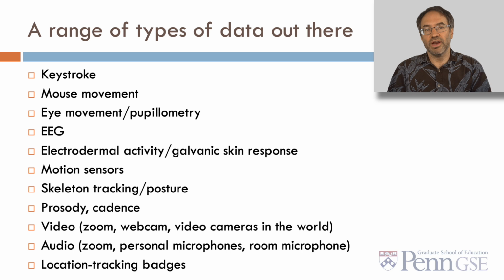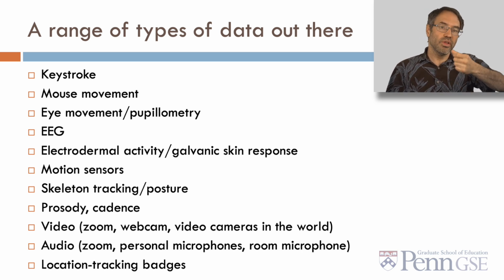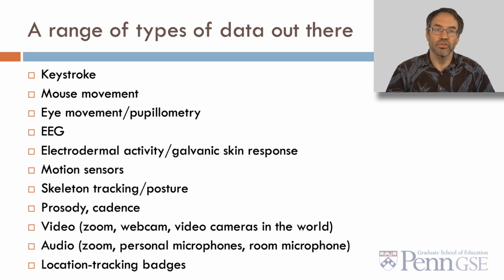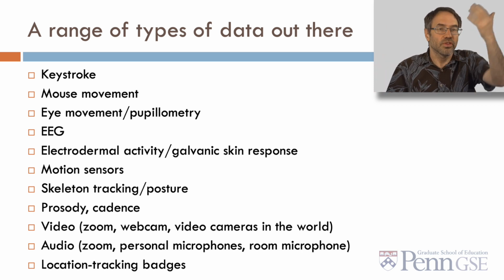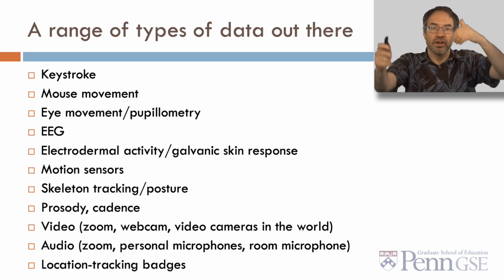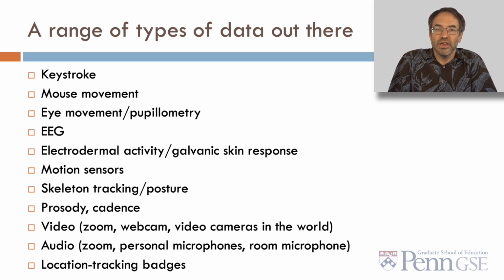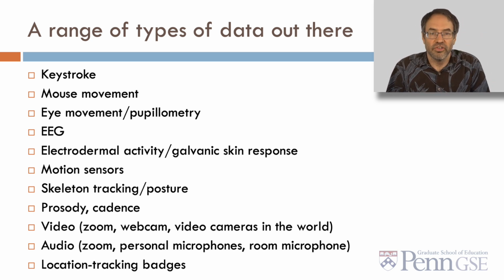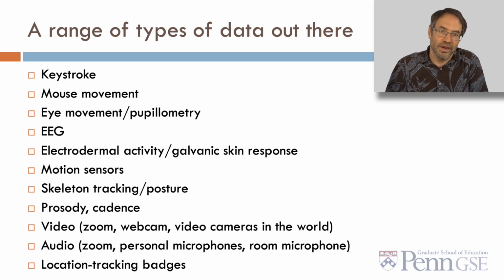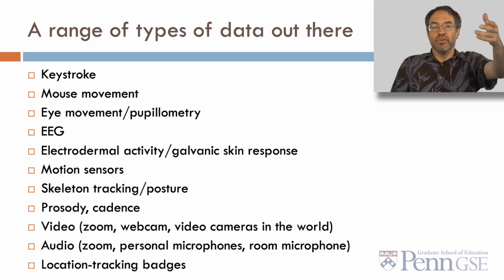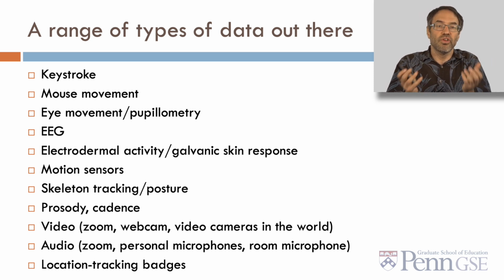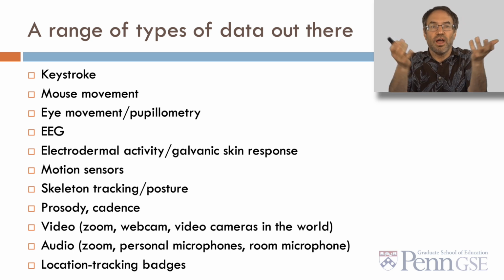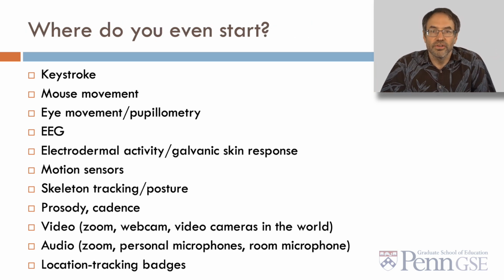And there's a range of types of data out there. Really, when we talk multimodal, we think, first of all, more than one mode, but second of all, oh my gosh, all the possible modes. There's keystrokes, there's mouse movement, there's eye movements and pupillometry, there's EEG, there's electrodermal activity, there's galvanic skin response, there's motion sensors, there's skeleton tracking and posture, there's prosody and cadence. I've got some weird prosody and cadence right now, right? There's video, Zoom video, webcam video, video cameras in the wild, there's audio, Zoom, personal microphones, room microphones, there's location tracking badges. My gosh, where do you even start?